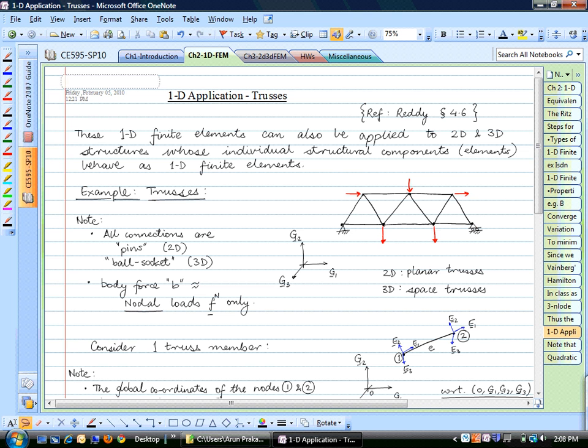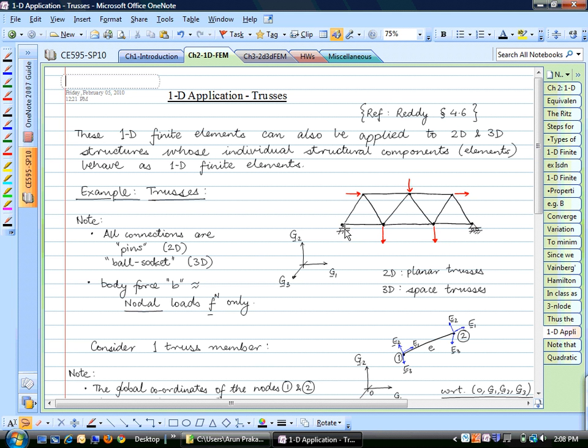So let's take a look at a one-dimensional application, and with this we will pretty much finish the chapter on one-dimensional finite elements, and from next time we'll start the two-dimensional and three-dimensional finite elements. So we've been talking about all these linear two-node finite elements, and these simple one-dimensional problems. But what we have derived till now is also applicable to problems where the individual structural element behaves in a one-dimensional way. One such example is this truss example.